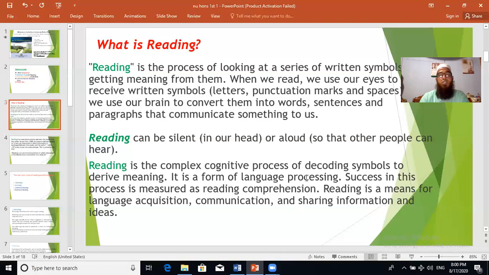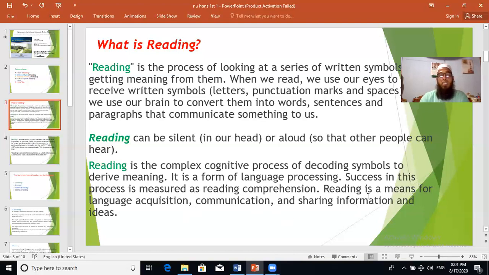It's a form of language processing. So reading is one kind of language processing that happens in our brain. Success in this process is measured. How do we measure reading skills? We know there are reading comprehension passages. That is the meaning here. Success in this process is measured as reading comprehension. Reading is a means for language acquisition, communication, and sharing information and ideas.